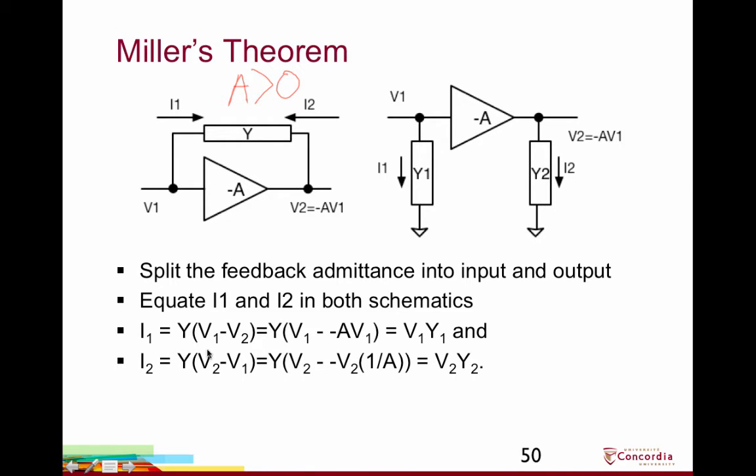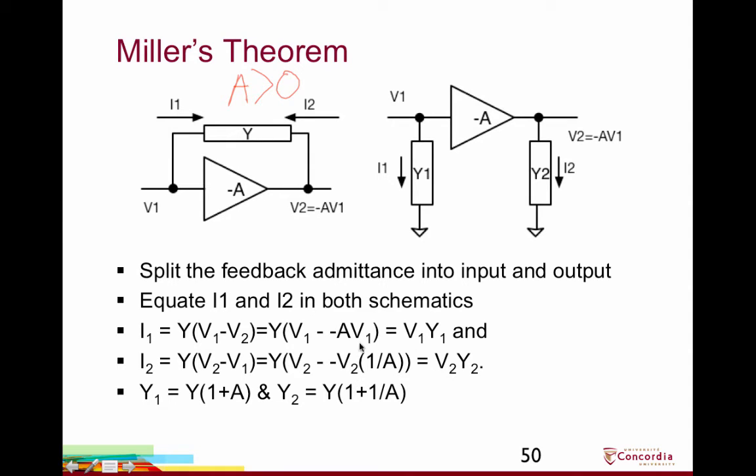For I2, we're going to do the same thing. I2 is V2 minus V1 times Y. And then we're going to substitute in V1 being equal to minus V2 over A. And that's going to be equal to V2 times Y2. Okay, so then when we factor these things out and equate the left and right side of these last two terms, we can get Y1 is equal to Y times 1 plus A, and Y2 is equal to Y times 1 plus 1 over A.